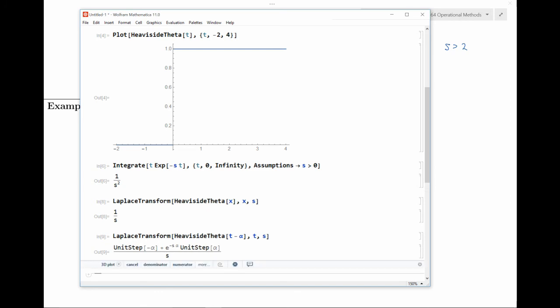Wait, what's that? Well, here I didn't tell the Laplace transform that alpha has to be positive, and Mathematica assumed the worst, that alpha may be negative. And if I just say that alpha is positive, then the unit step function at minus alpha is going to be 0. So that term is actually 0, and that term is actually 1.